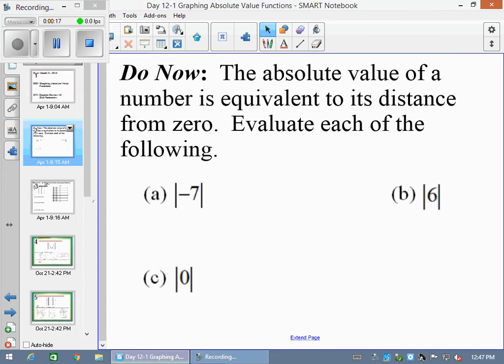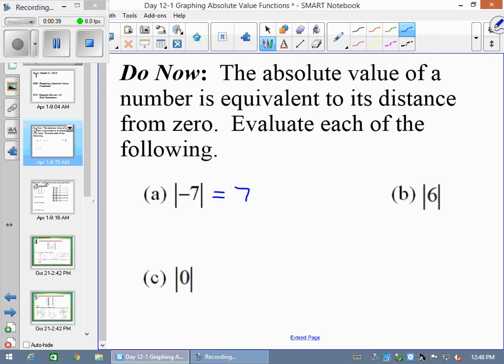Taking a look at the do now, we want to evaluate each expression. Something that you need to remember is that the absolute value of a number is always equal to its distance from 0. So if you're looking at part A, you want to think to yourself, how far away is negative 7 from 0? Well, negative 7 is 7 away from 0. For part B, how far away is 6 from 0? 6 is 6 away from 0. And part C, how far away is 0 from 0? Well, that would be 0.